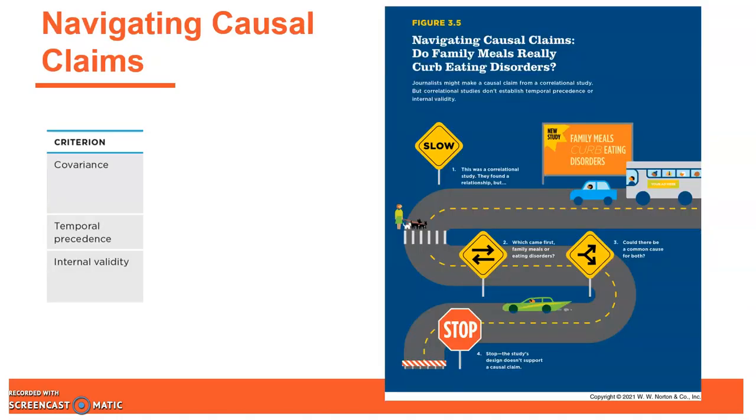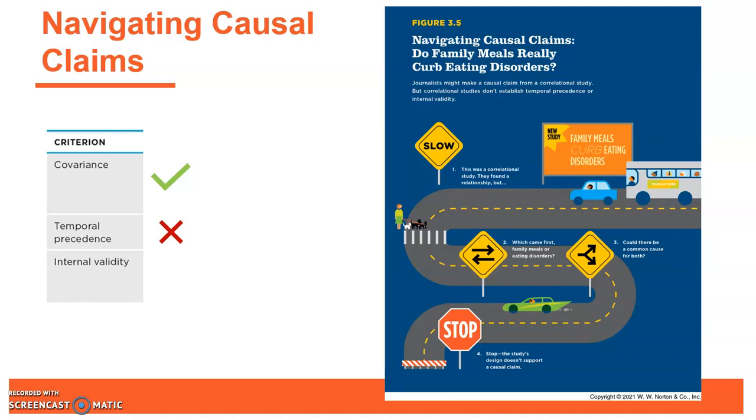So here's an example. Here's a causal claim: family meals curb eating disorders. Okay, so here's where we start. We first need to look at covariance. This was just a correlational study, so they did find a relationship. I don't know all the details of this study, but the relationship was that families who eat dinner together are less likely to have a child with eating disorders, or something along those lines. So here we've got the covariance of those two variables, whether or not you have family meals together, and likelihood of an eating disorder. They are correlated, they're related, they're associated, so they covary.